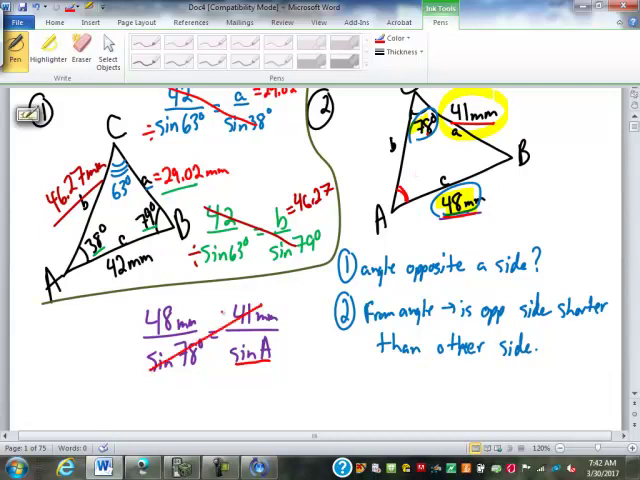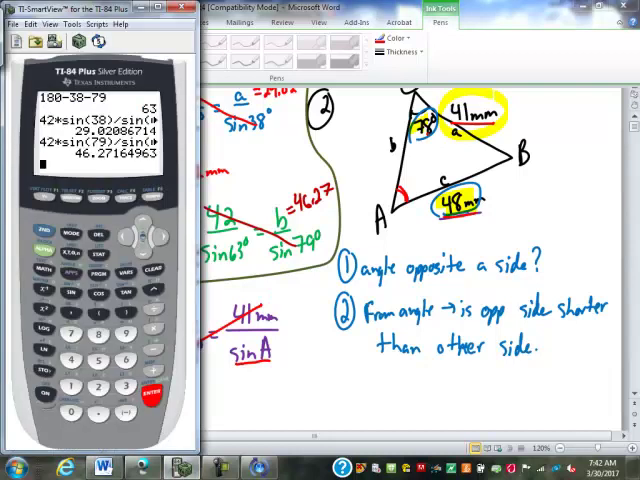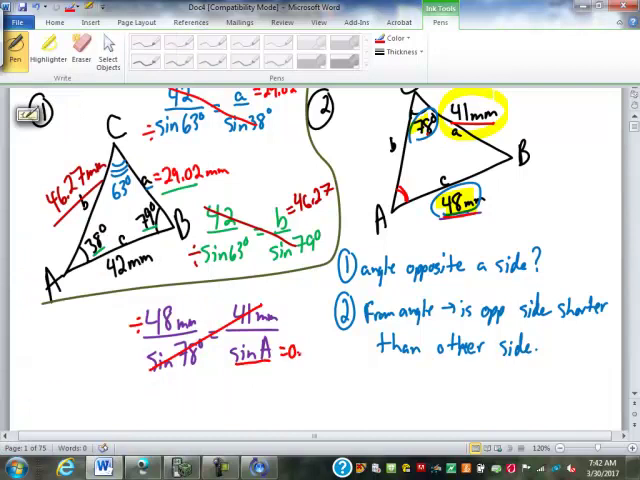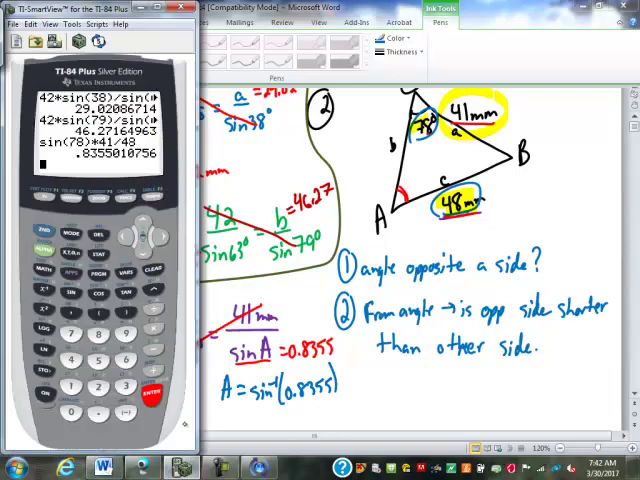So we're going to find the sine first. We're going to do sine of 78 times 41 divided by 48. That gives us 0.8355. So then angle A is going to be the inverse sine of that, which is 56.67 degrees.